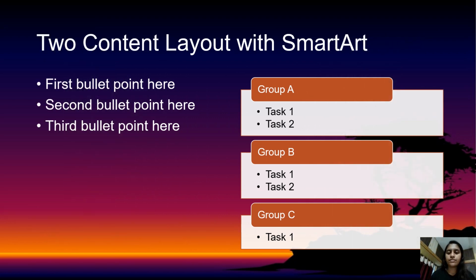Two contents layout with smart heart. As you can see, there are three groups, Group A, Group B, and Group C. First bullet point here, second bullet point here, and third bullet point here.